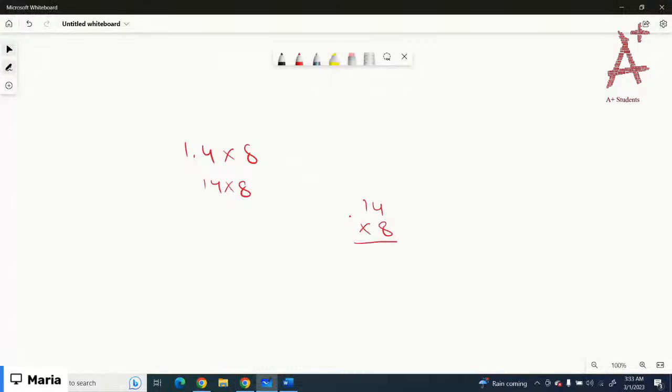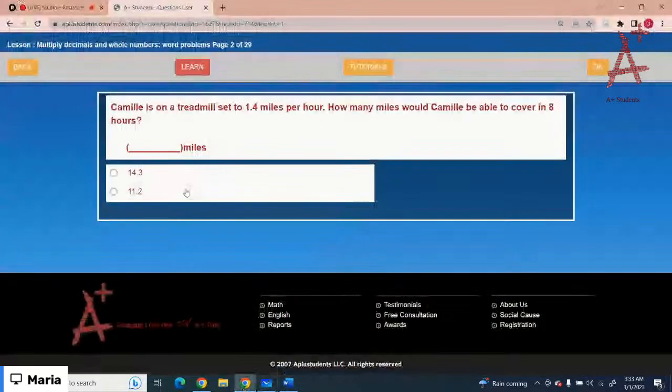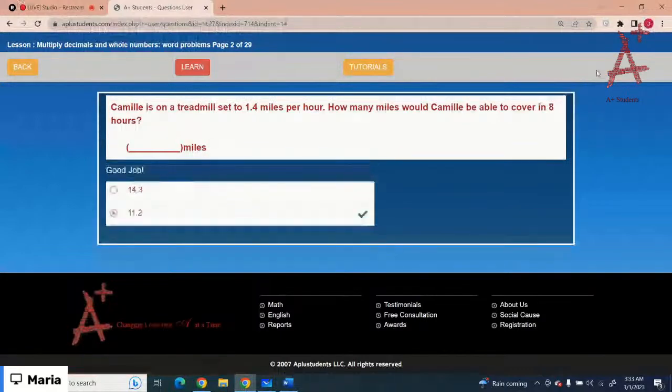8 times 4 is 32. Here you have 2 and 3 carry. 8 times 1 is 8 and 3 is 11. It is 112. You have one decimal place in the number, so you have to move the decimal point one place left. So it would be 11.2. Got it? The correct option is 11.2. So just select the correct option and click on the OK button. Got it?